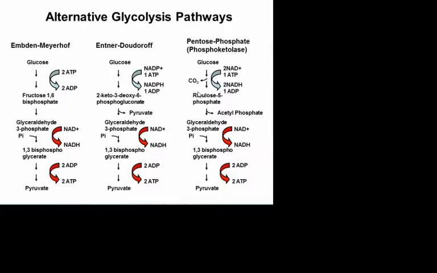But there are some bacteria which just have the pentose phosphate pathway. They don't have Entner-Doudoroff, they don't have the Embden-Meyerhof pathway. So this one will be used for generating metabolic energy and also generating the intermediates for synthesizing ribose.